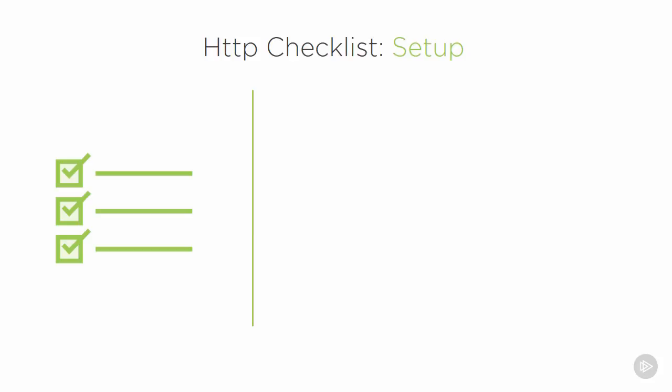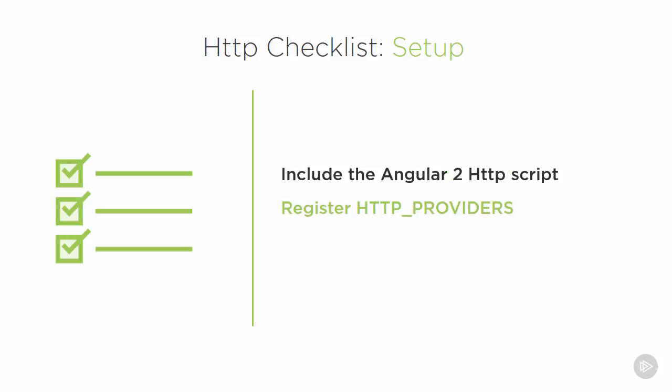Some setup is required before we can use HTTP and reactive extensions. Be sure to include the Angular 2 HTTP script. Register the HTTP providers in the appropriate location in the component hierarchy. To use it throughout the application, register it in the root app component. And import RxJS to load in all of the reactive extension features, such as the map operator.